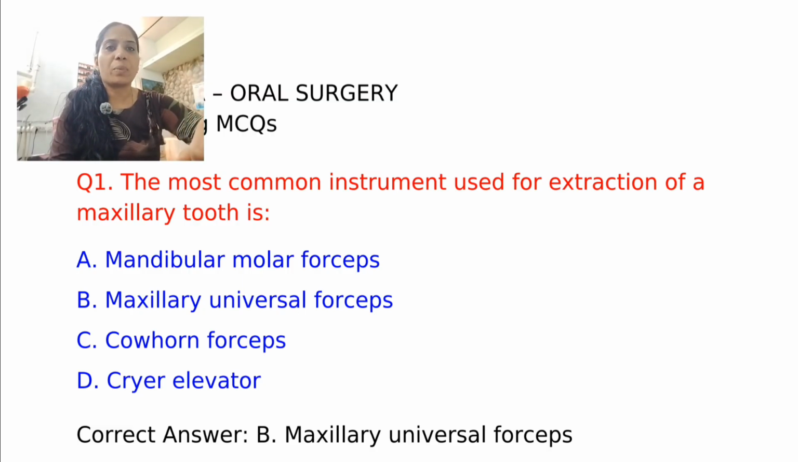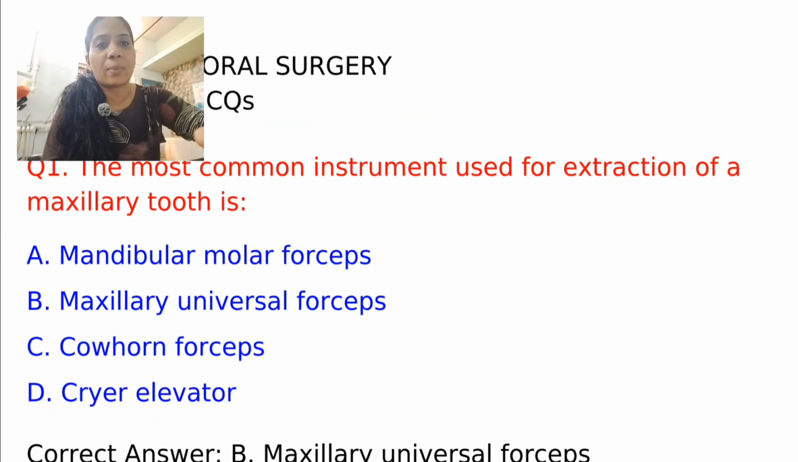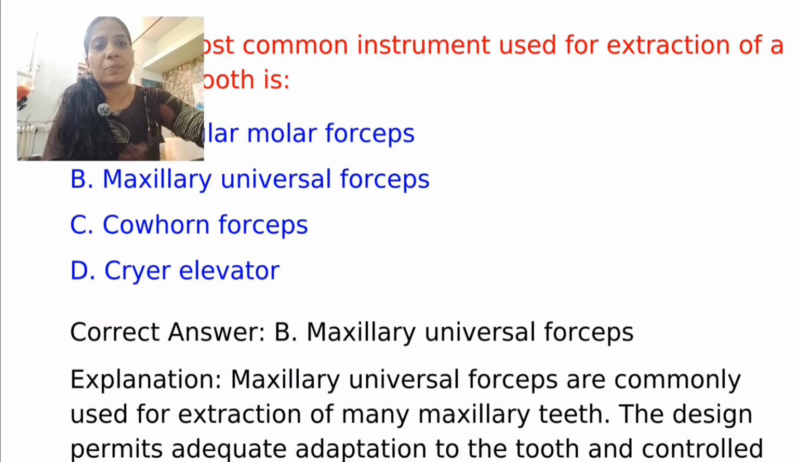The most common instrument used for extraction of a maxillary tooth is: option A, mandibular molar forceps; option B, maxillary universal forceps; option C, cow horn forceps; option D, Cryer elevator. And the correct answer is maxillary universal forceps. That is option B.